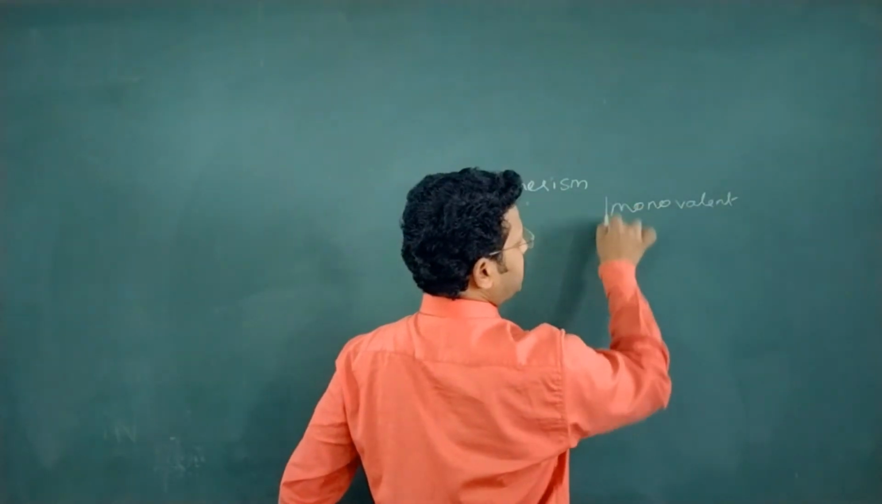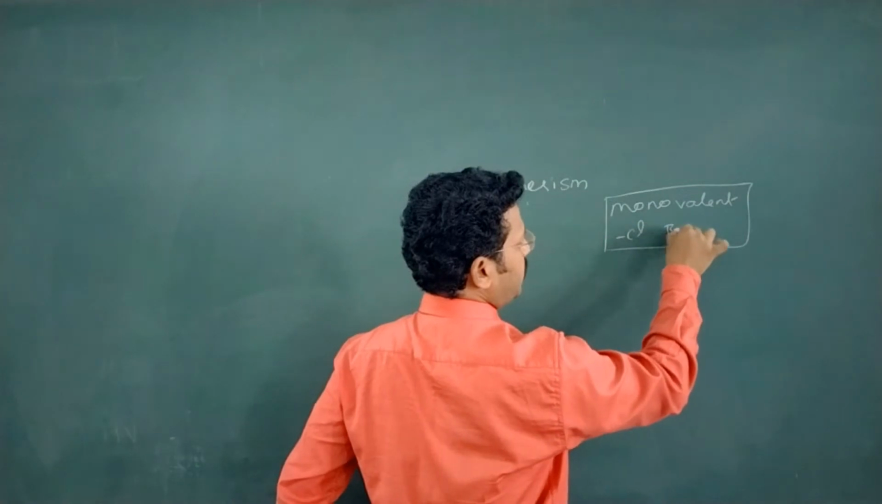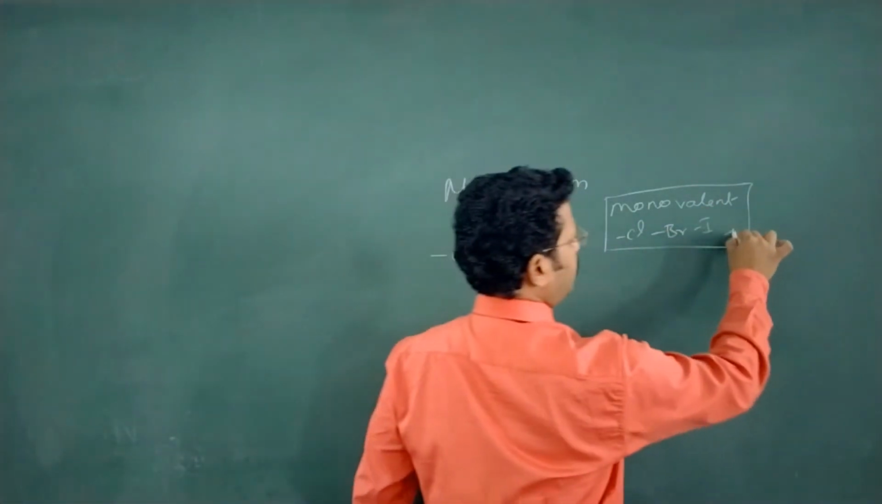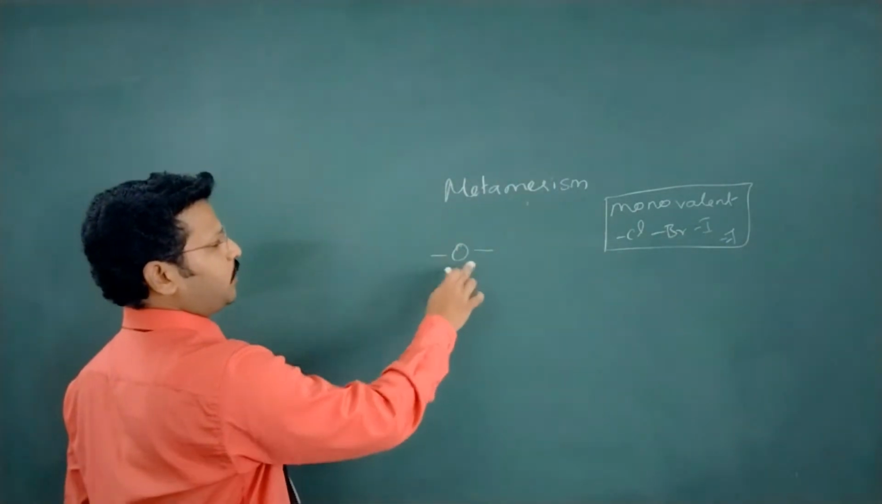What are monovalent functional groups? Monovalent functional groups are like chlorine, bromine, iodine, iodates, fluorides and so on. This is polyvalent because it has more than one valency.